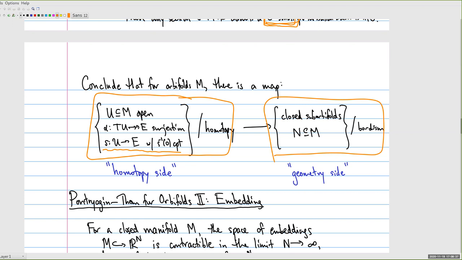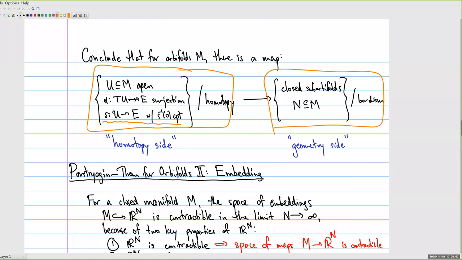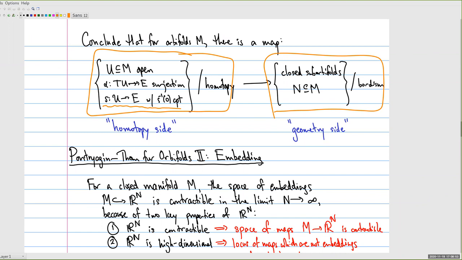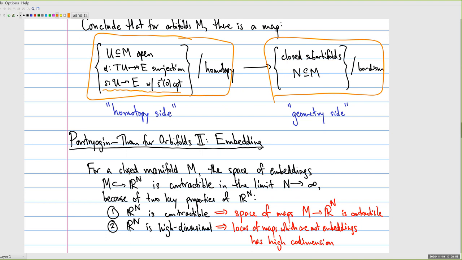And I want to think of that fact as coming from two key properties of Rn, which are distinct. First, Rn is contractible, so the space of all maps to Rn is contractible. Second, Rn is high dimensional. What does this mean? It means that a generic map to Rn is an embedding. It means that a generic one-parameter family of maps to Rn is an embedding on each fiber. It means a generic k-parameter family of maps from a manifold to Rn is completely contained inside the locus of maps which are embeddings. Here n of course has to be very large in terms of k. So a succinct way of saying that is that the locus of maps which fail to be embeddings has high codimension. Its codimension goes to infinity as n goes to infinity.